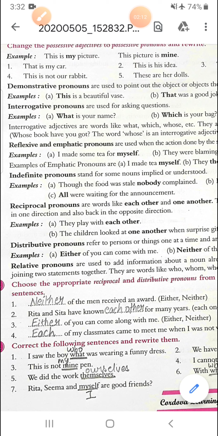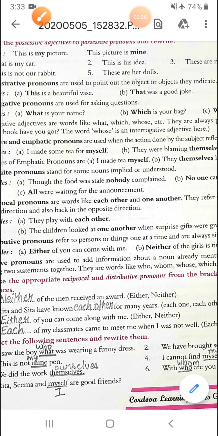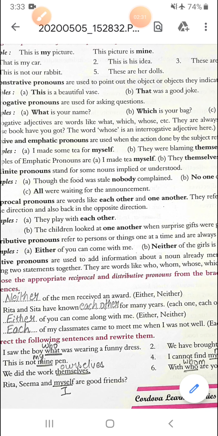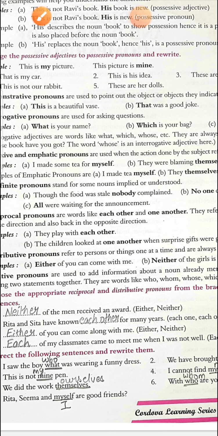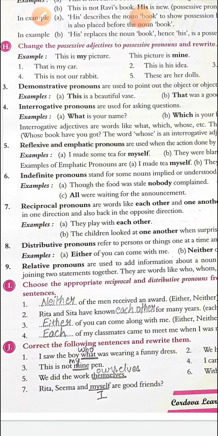Examples are so many. One which I have given, this is a pen. Here you can see, this is a beautiful vase. So what are we pointing out? A vase. Alright. That was a good joke. So here what are we pointing out? A good joke. Then if we say that is my book, this is your book, when we are pointing out anything, here what do we use? Demonstrative pronouns. I hope this much is clear.